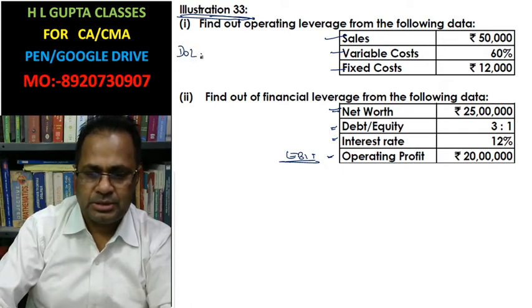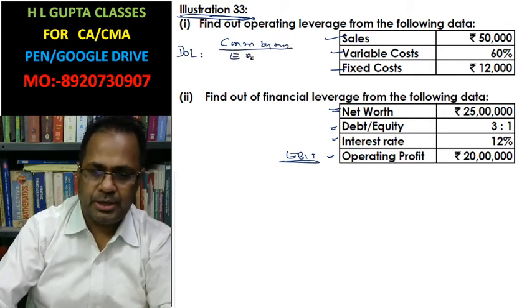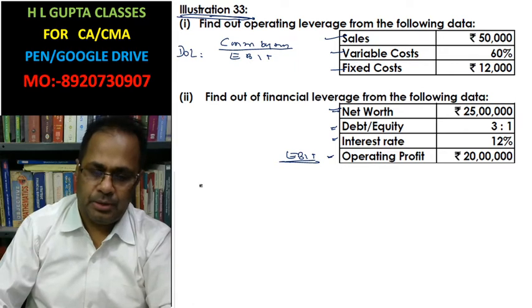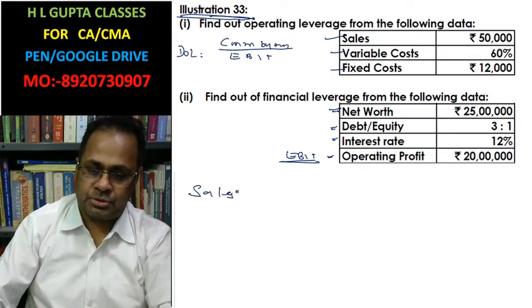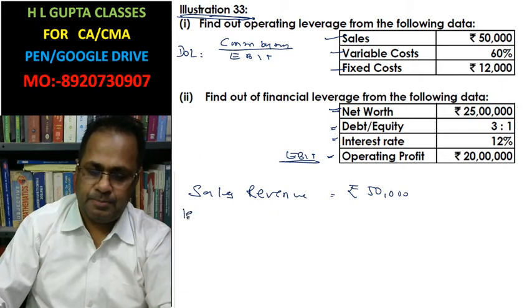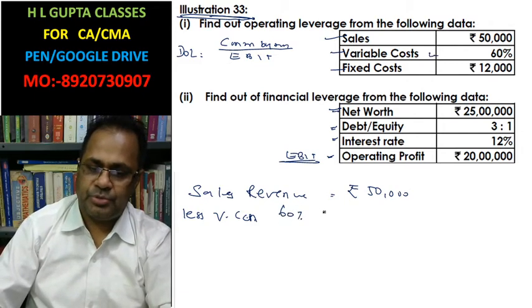Degree of operating leverage equal to contribution upon EBIT. In this case, you have to calculate contribution as well as EBIT. Now, sales revenue is given, rupees 50,000, less variable cost. This is 60% of sales revenue. It is given here, 60%. The 60% of 50,000 is 30,000.